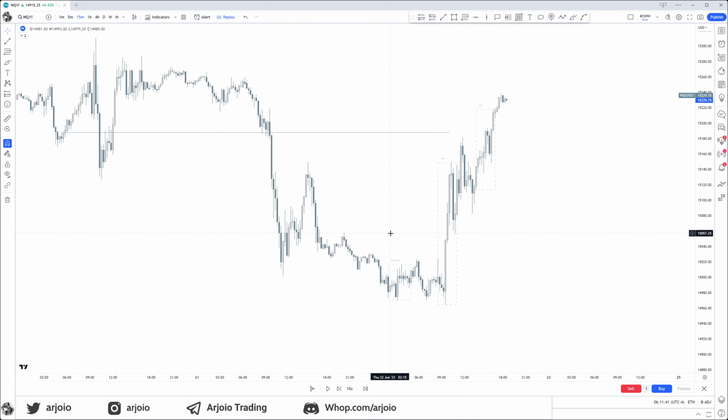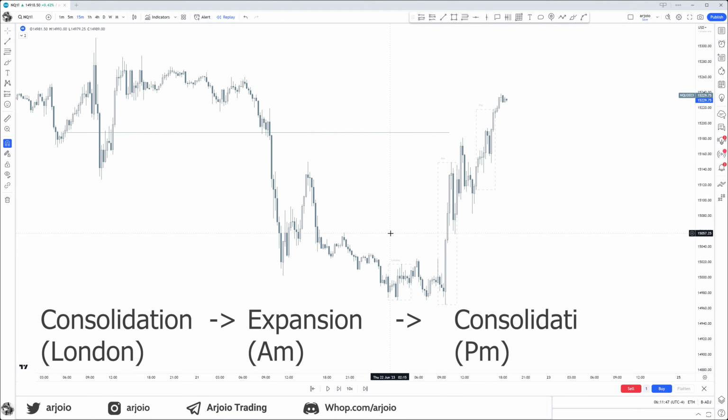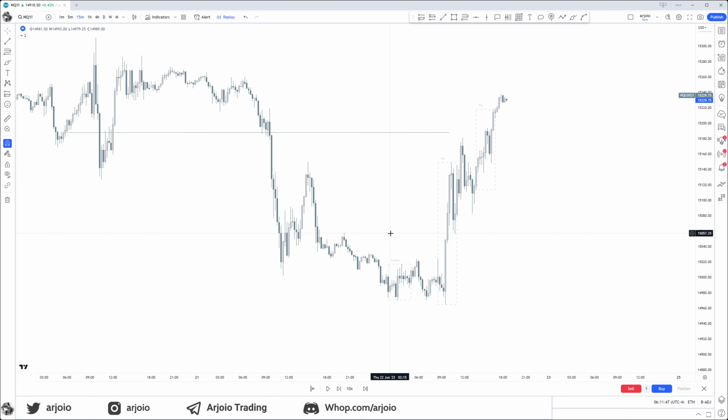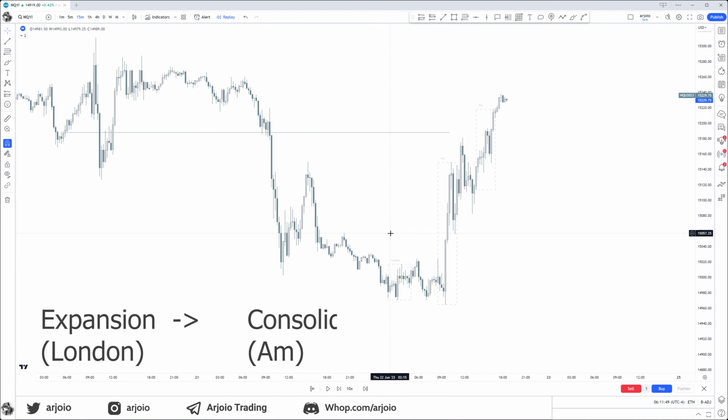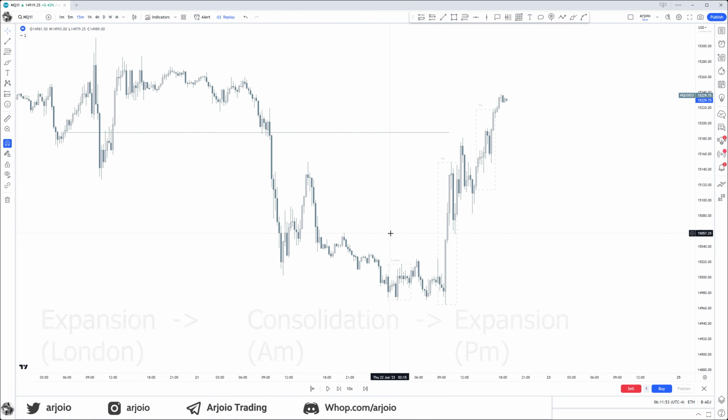The general rule of thumb, and this repeats every day, is consolidation, expansion, consolidation, or expansion, consolidation, expansion. If London is a consolidation, AM usually is an expansion. Then afterwards, PM is usually also a consolidation, the same as London. So it switches around every time.